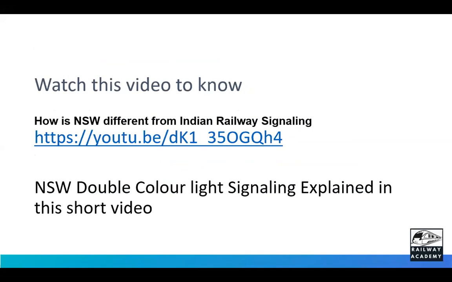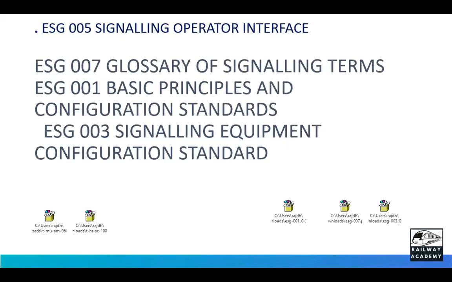And to start with, a small explanation about what is called a double light color light signal, which is a very new concept as applicable to Australia standards. So many other standards are for the people who have already done basic training or have basic knowledge, or want to gain higher knowledge. They can still go for the glossary of signaling terms and also signaling equipment configuration standards. Separate standards are available other than the 33 standards I have displayed earlier.